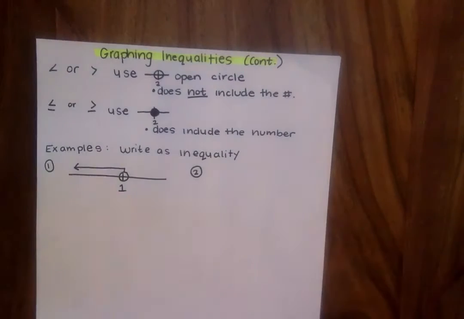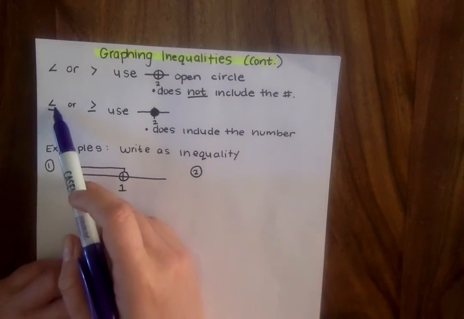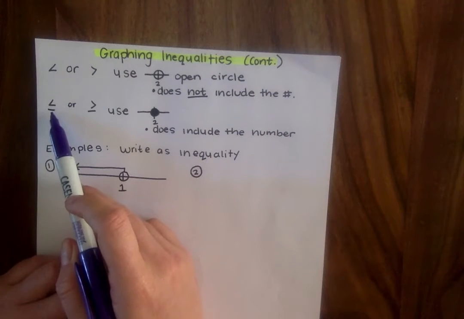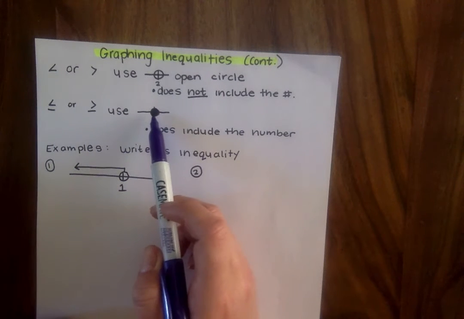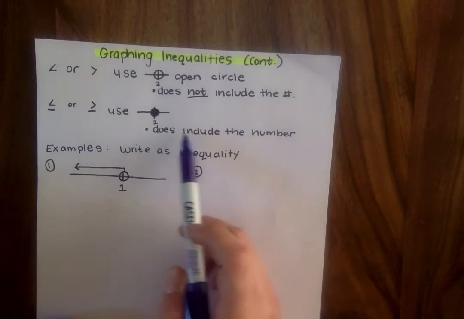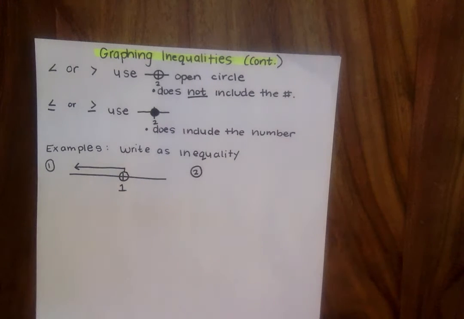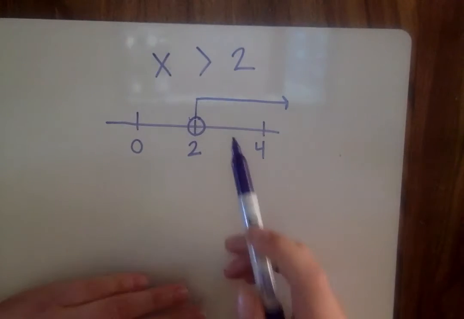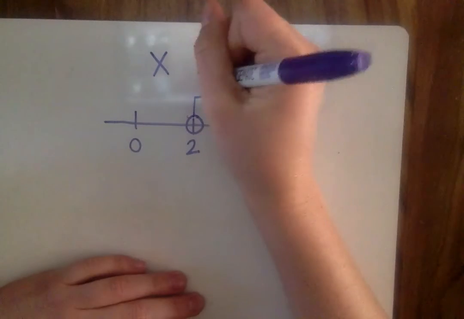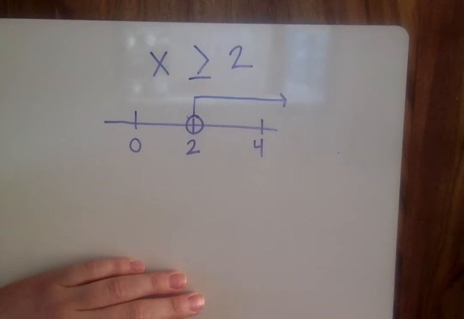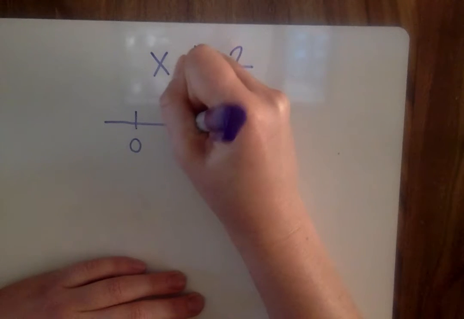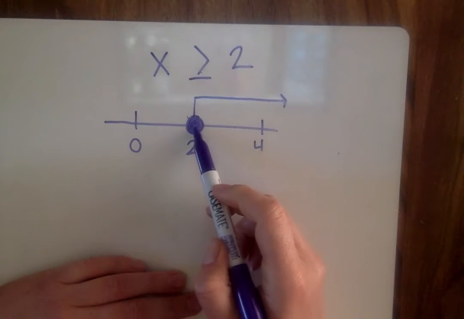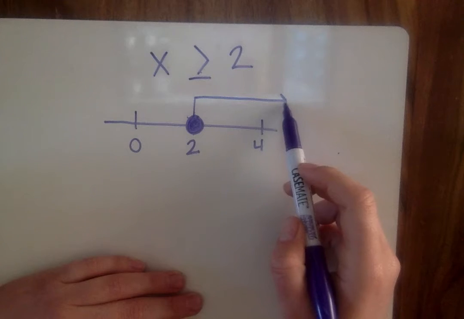So that's how I can show it there. The other type I have is, let's say, a less than or equal to, or a greater than or equal to. In this case, I'm going to use a closed circle, because this tells me that I'm including the number. So if this were to say x is greater than or equal to 2, that tells me that x could equal 2. So I'm going to shade in my circle. So x can equal 2, or any of the values greater than 2.